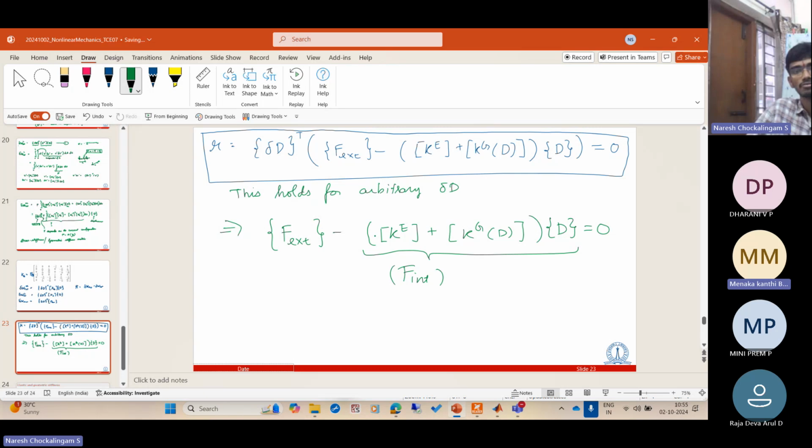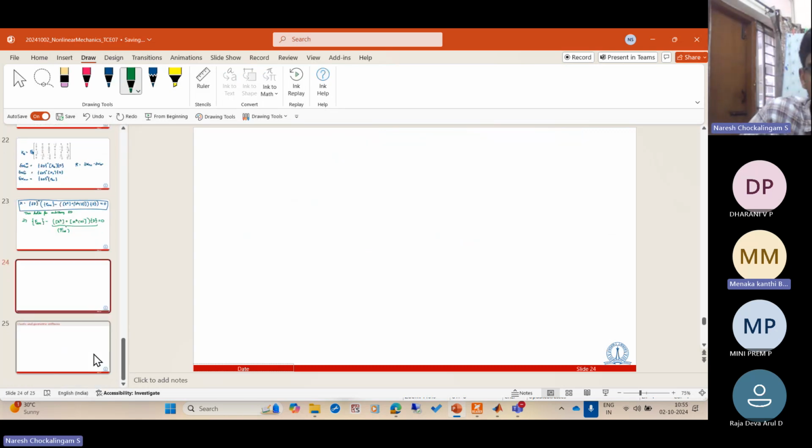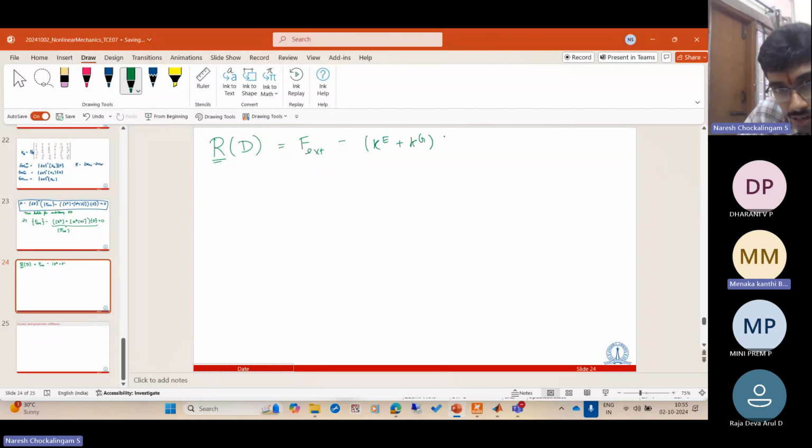Now we are going to set these two and solve for this. So our whole point of doing all this is we wanted an expression for internal force, but we also have an extra benefit. We got the elastic and geometric stiffness. Now let us call this R of D the vector residual. It is F external minus F internal. And F internal is this Ke plus Kg D.